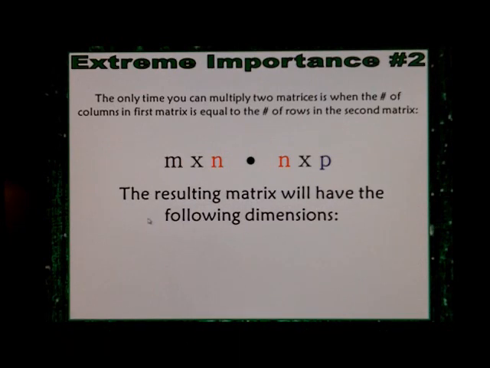Well, here's as simple as this. The resulting matrix will have the following dimensions. Wow, I messed up. Sorry. If the number of columns there equals the number of rows here, there we go, then the resulting matrix will have the following dimensions. That's right, M by P. So as long as these numbers match up, the new dimensions are going to be M by P. Let's take a look.